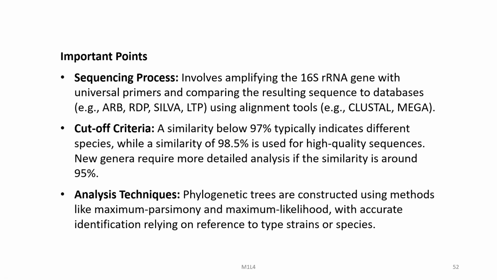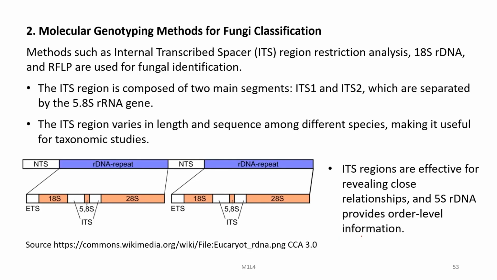A similarity below 97% typically indicates different species, while a similarity of 98.5% is used for high quality sequences. New genera require more detailed analysis if the similarity is around 95%. The other important point is the analysis technique. Phylogenetic trees are constructed using methods like maximum parsimony and maximum likelihood, with accurate identification relying on reference to type strain or species. The second method is the molecular genotyping method for classification of fungi.